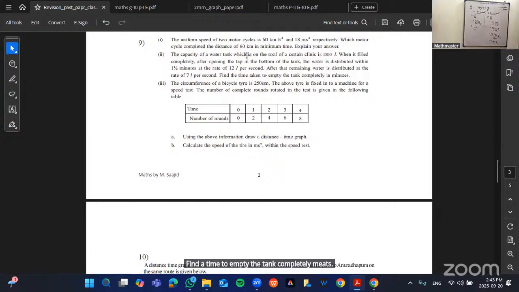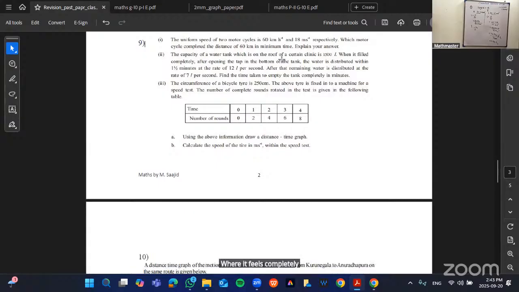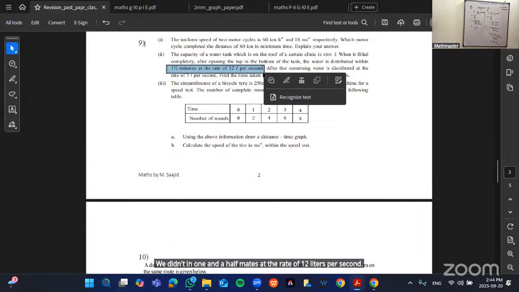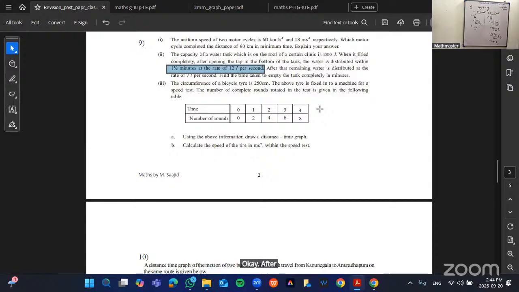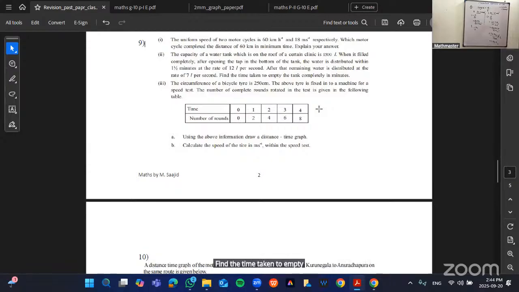Right, the capacity of the water tank on a roof is 1,500 liters. When it fills completely, after opening the tap, the water is distributed within 1.5 minutes at the rate of 12 liters per second. Okay. After that, the remaining water is distributed at the rate of 7 liters per second. Find the time taken to empty the tank completely in minutes. Right. So I'll do this.